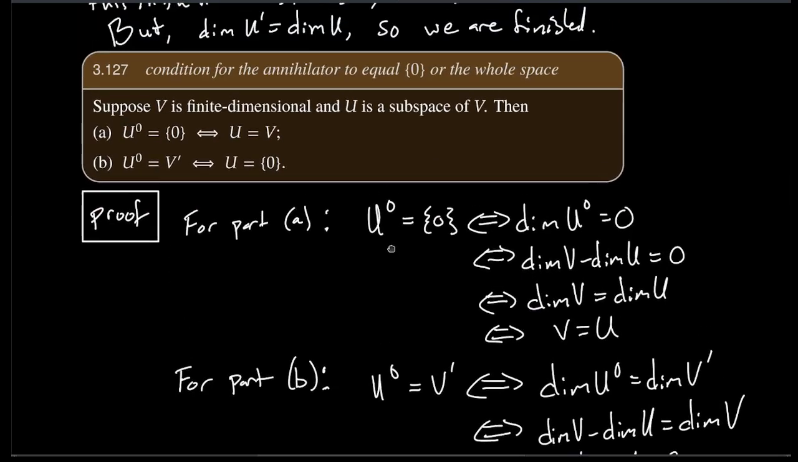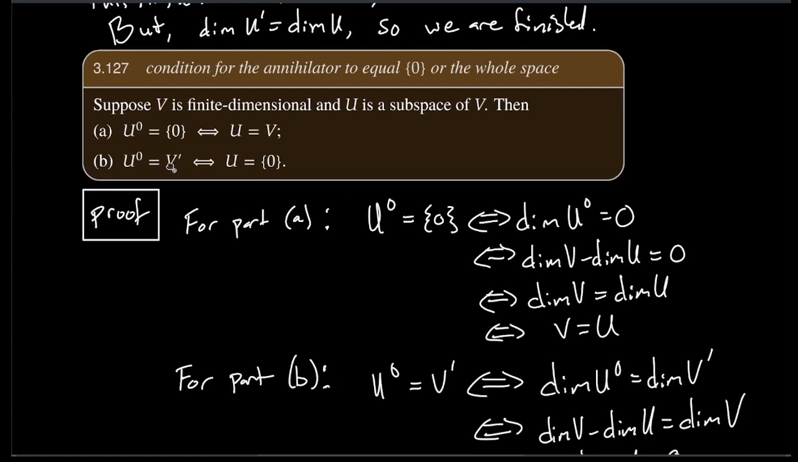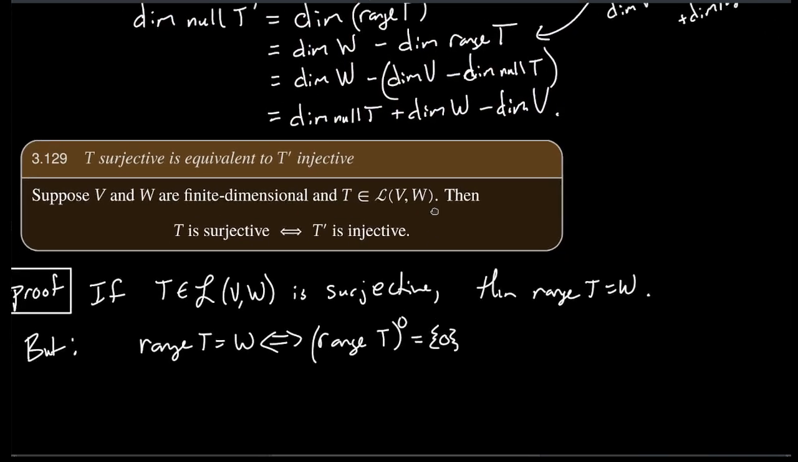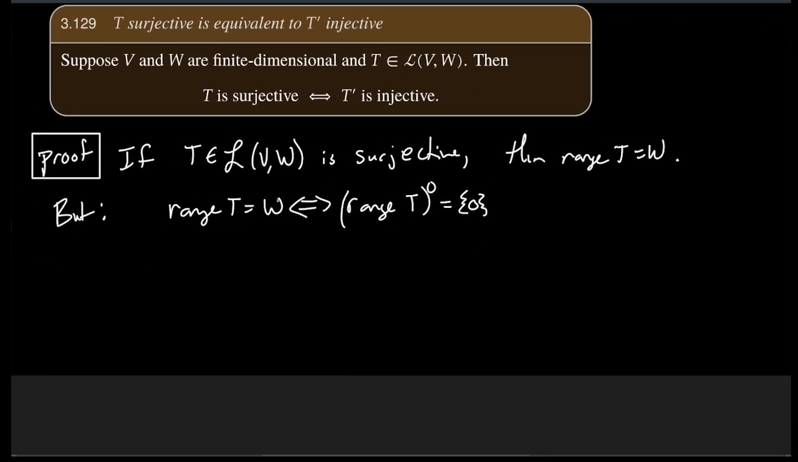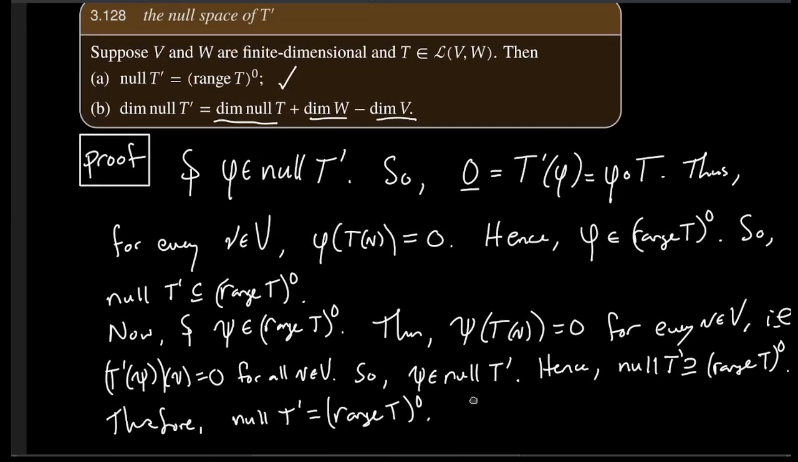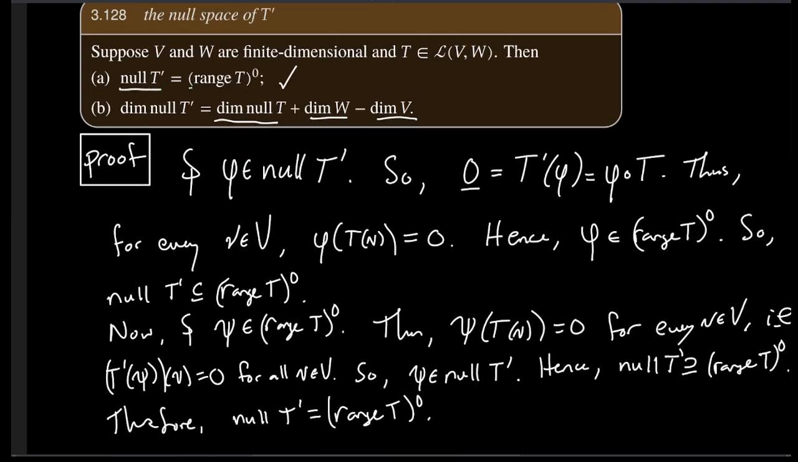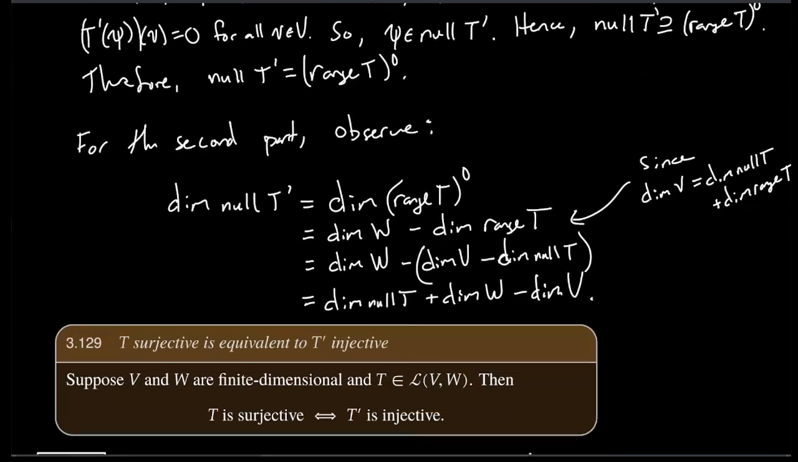From this last one. The annihilator of something is trivial precisely when that something is the whole thing. But that's what we're saying. That range T is the whole thing. So its annihilator is trivial. Oh, okay. Cool. All right. But wait, the range of T's annihilator, we know what that is. That's the null space of T's dual. Oh, okay, so go on up and see null space of T prime is the annihilator of its range.